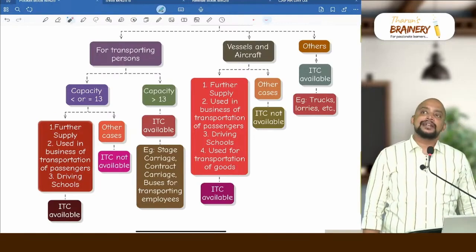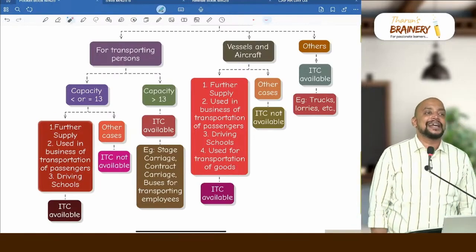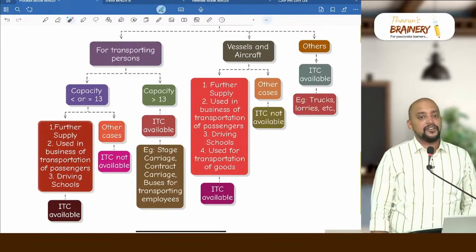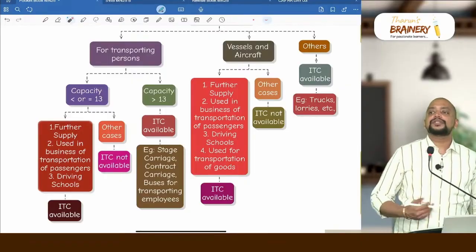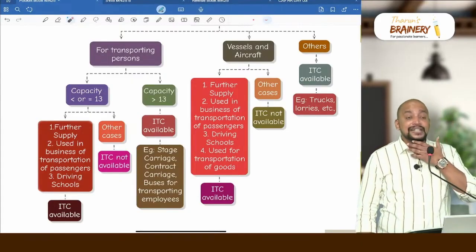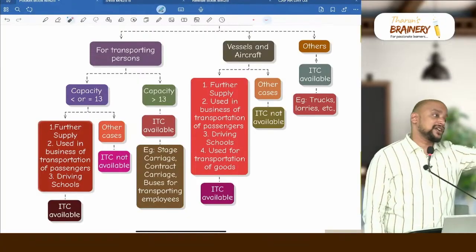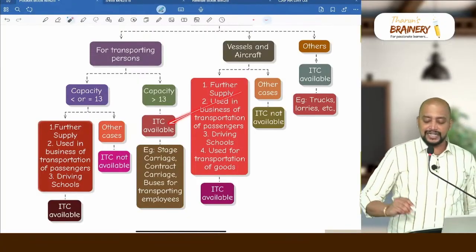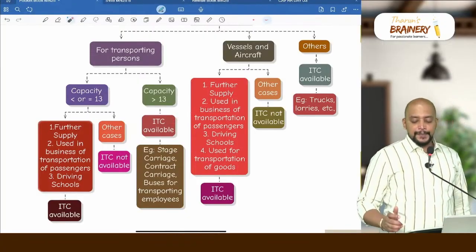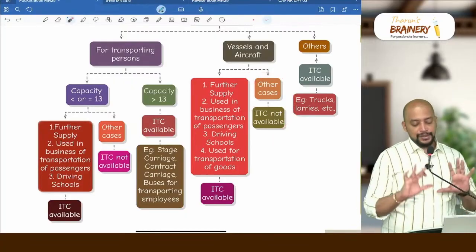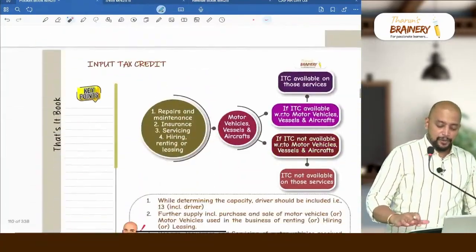Whereas in case of transportation of passengers, they should be in the business of transportation of passengers. For example, Reliance purchased aircraft for transporting its director, cannot take ITC on the aircraft purchase because it is not in the business of transportation of passengers. But Indigo Airlines or Air India purchasing an aircraft for use in the business of transportation of passengers can definitely take ITC with respect to that. And others, ITC not available. This is about motor vehicle related block credit.